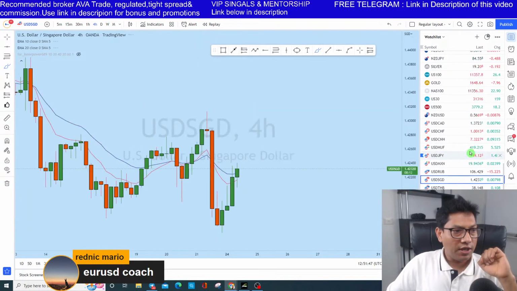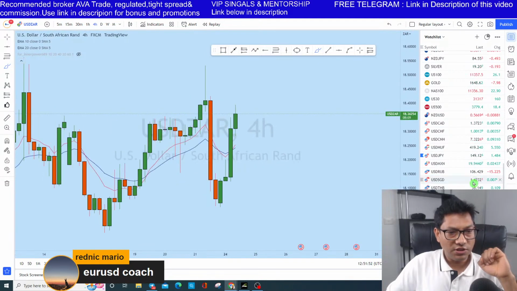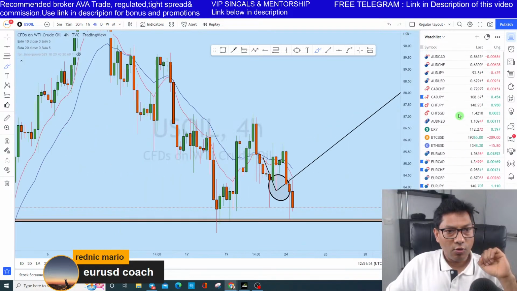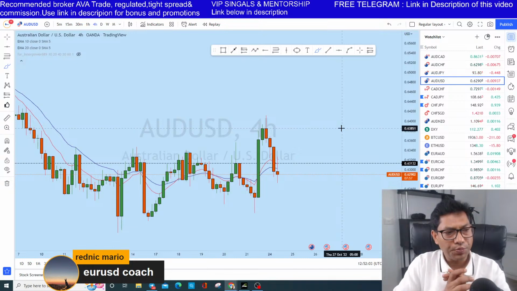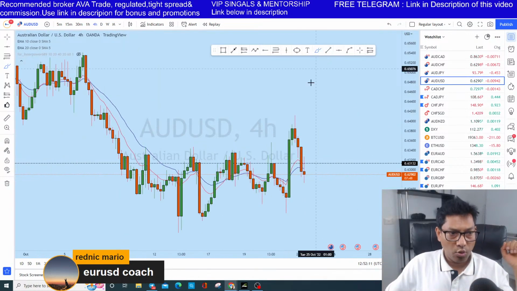So let's look at USD SGD, USD ZAR. Let me look at US oil. I'll look at them one by one. So let me look at Aussie dollar. Now Aussie dollar, look, all those pairs will behave in a similar way based on how the price action is forming. Look, this one could be a liquidity grab.